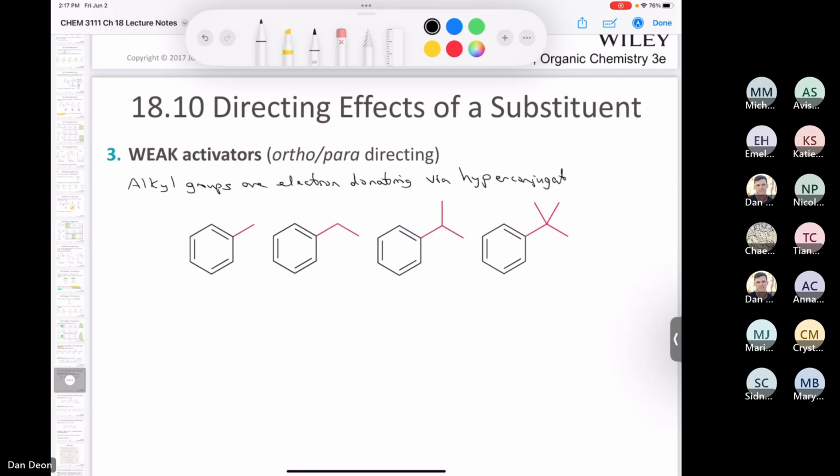Hyperconjugation. And if you don't remember hyperconjugation, it's covered in section 6.11 of our textbook. So way back in Organic 1 is when we covered that. All right. So now we've covered all the activators. Well, let's get into those deactivators.